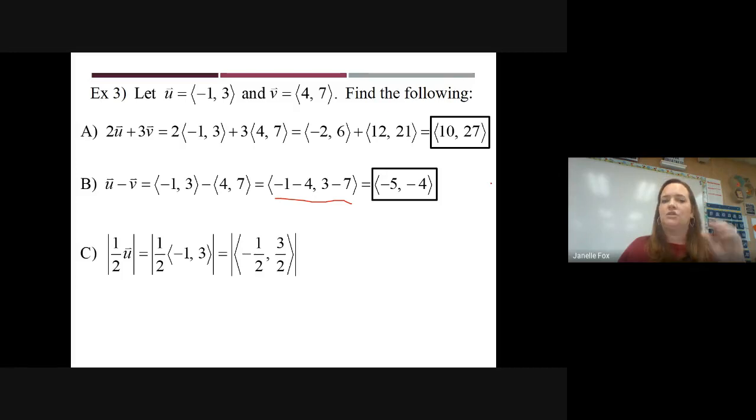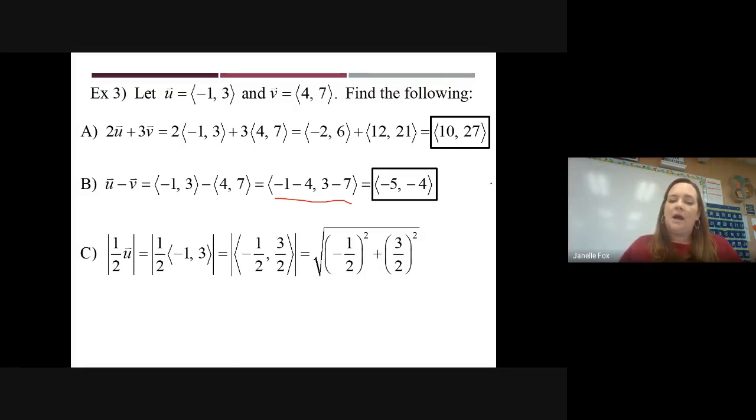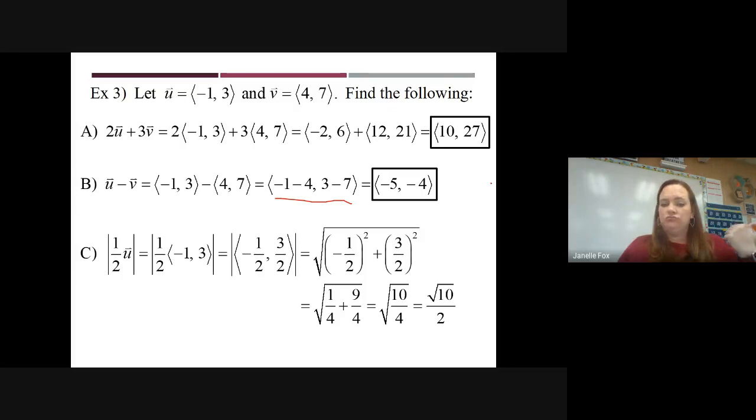Now remember, for magnitude, that's what the absolute value bars mean, because we're living in vector land right now. You're going to do the Pythagorean theorem. So it's going to be the square root of (-1/2) squared plus (3/2) squared. That becomes 1/4 and 9/4. That's 10/4. You can clean that up a little bit to be radical 10 over 2. And there it is.